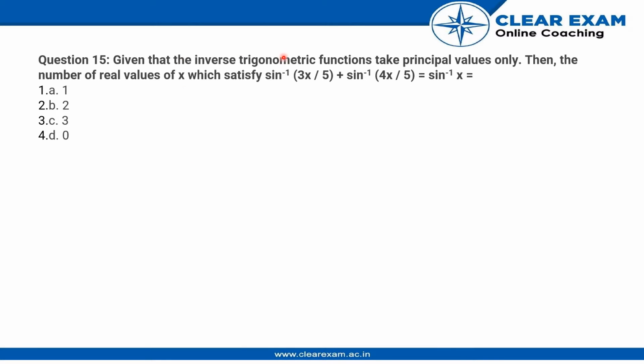Given that the inverse trigonometric functions take principal values only, then the number of real values of x which satisfy sine inverse of 3x by 5 plus sine inverse of 4x by 5 equal to sine inverse of x are. So we need to find the number of real values of x.